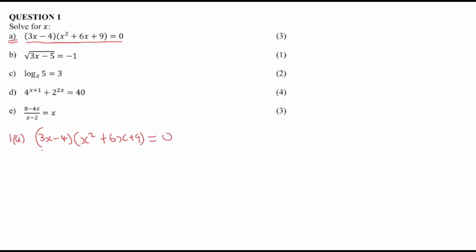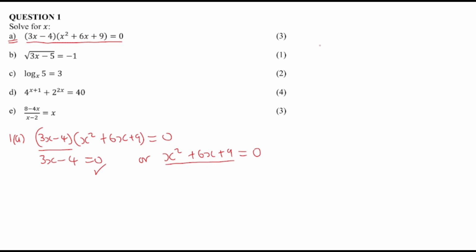So this means that it's either 3x - 4 = 0 or x² + 6x + 9 = 0. This one will give us our answer straight away, but we need to factorize this. How do we factorize this? If you can easily recognize this, this is a product of a binomial squared.